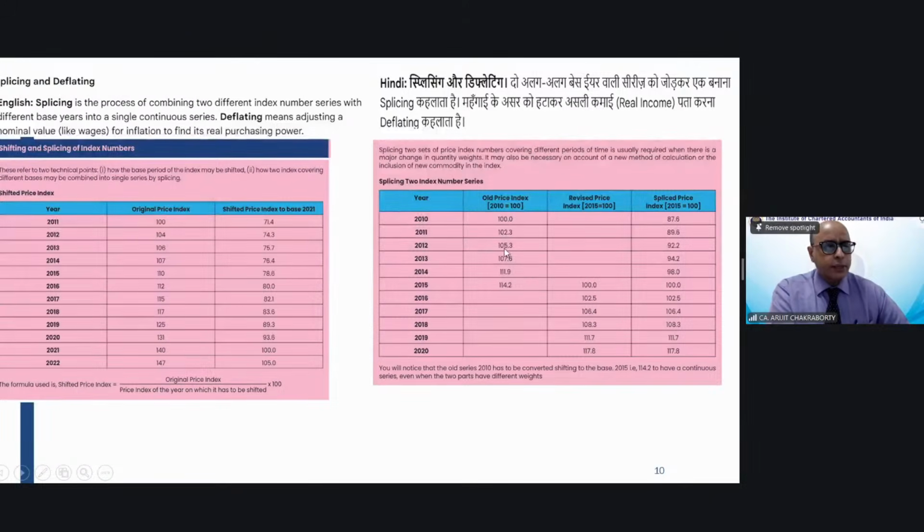Then we had 2011, 12, 13, 14, 15 for which the price index is given, but these are with respect to the base year of 2010. Now each of these have to be shifted, or spliced, because now we have a revised price index. 2015 को अभी हम लोग नया base year मान के चलेंगे. Accordingly, you can see the splicing has been done with respect to 2015 as the base year.